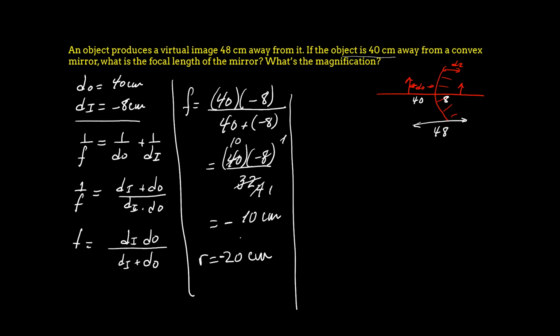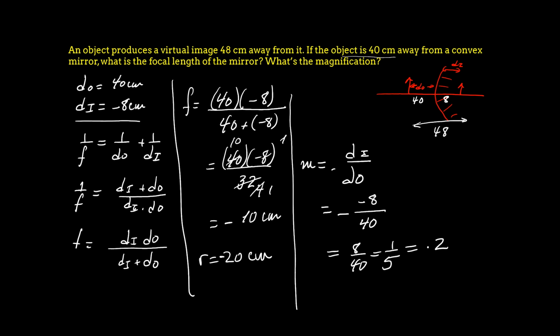So this is the focal length. Now we can look at the magnification. Negative DI over DO. DI is negative 8. DO is 40. So we have here, minuses cancel, 8 over 40, or 1 over 5, 0.2, 20%. Okay?